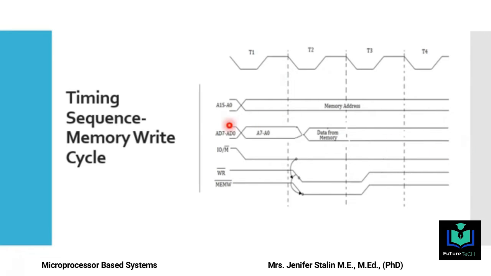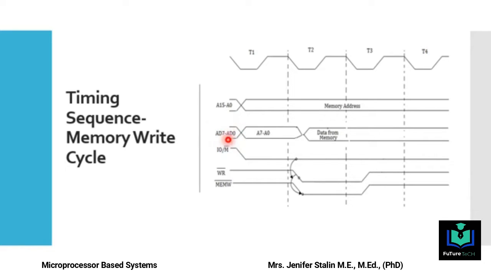The next one is the timing sequence for the memory write signal. In this also, you are going to use 4 clock cycles, T1, T2, T3 and T4, and it is also going to share the 16-bit address lines. Out of the 16-bit address lines, the lower address lines AD0 to AD7 are used for transferring the data.